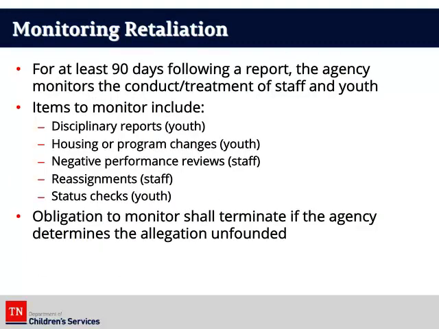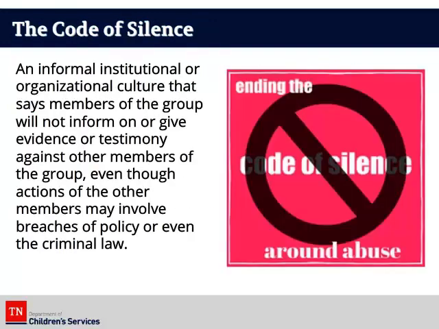For at least 90 days following a report, the agency monitors the conduct and treatment of staff and youth. Items to monitor include disciplinary reports, housing or program changes, negative performance reviews, reassignments, and status checks. The obligation to monitor shall terminate if the agency determines the allegation is unfounded.